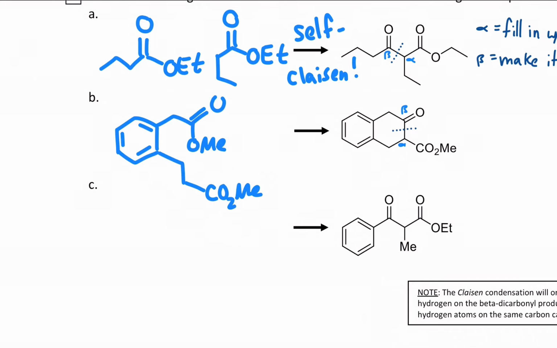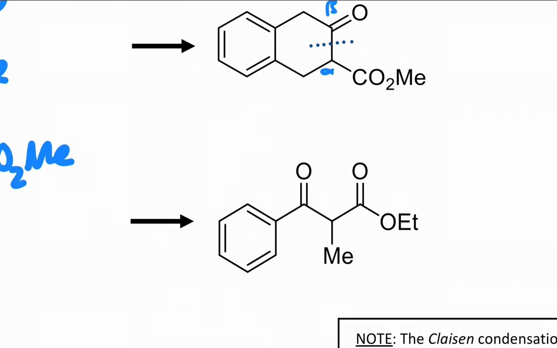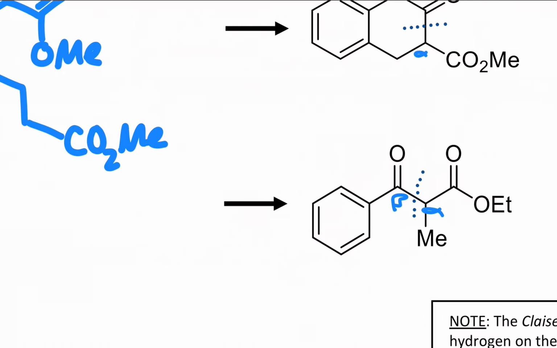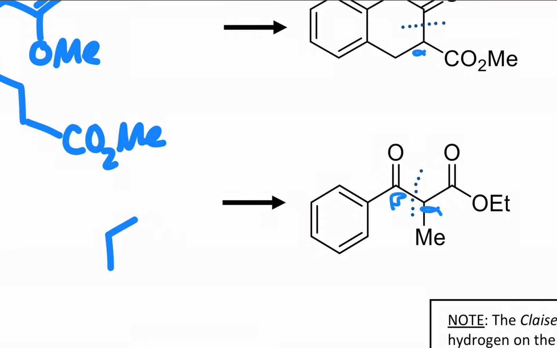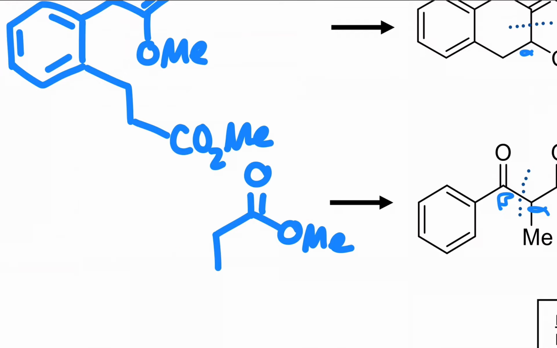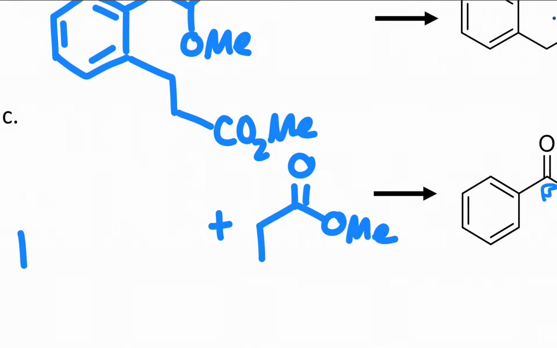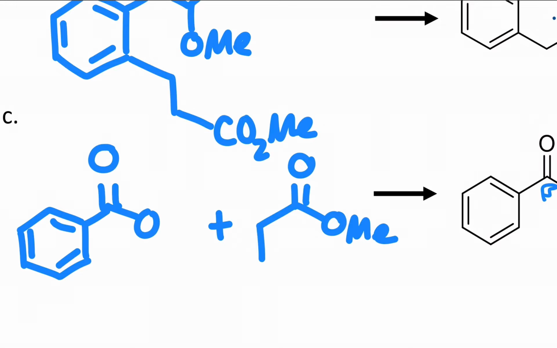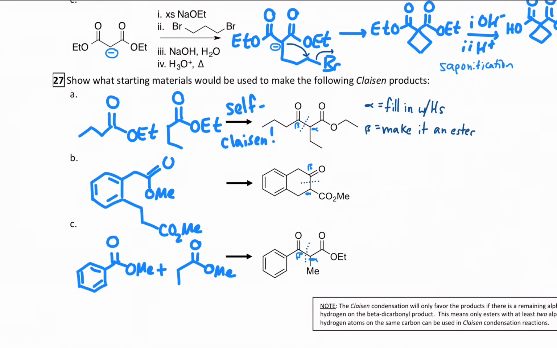So we have a nice intramolecular Claisen. And the last one, same thing. Find the ester, go alpha and beta to it. That's the bond you make. If we draw our starting materials, the piece on the right comes from this methyl propanoate, and the piece on the left would come from a benzoate. And I'll make it methyl benzoate, just to make it the same type of ester.